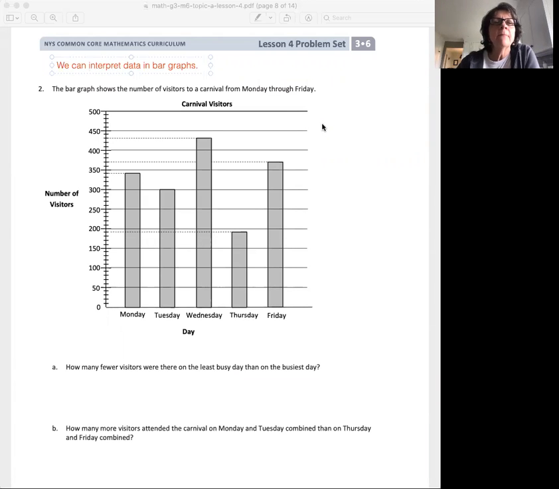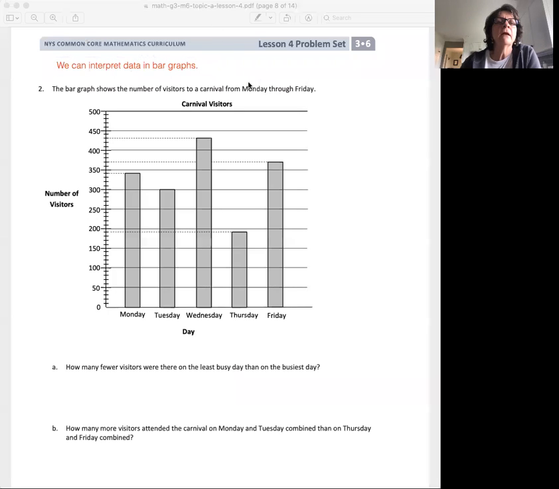This is the second page of Lesson 4 problem set. Our learning target, just so we know what we'll be working on, is we can interpret data in bar graphs. So we don't have to create one on this page, we just have to interpret the data. Let's go ahead and look at this bar graph and see what kind of information it gives us.